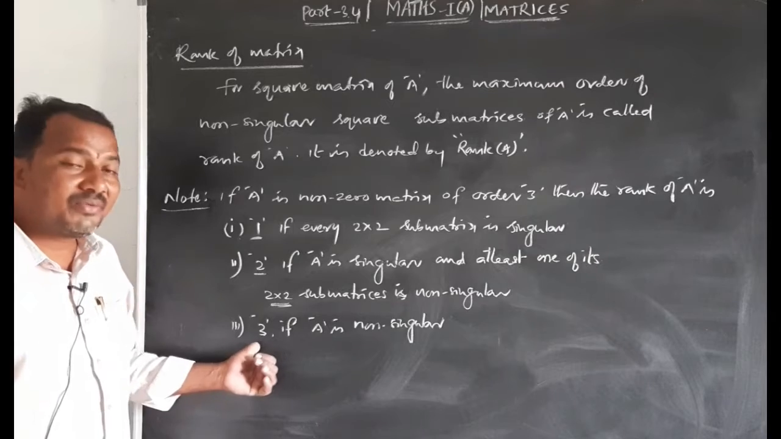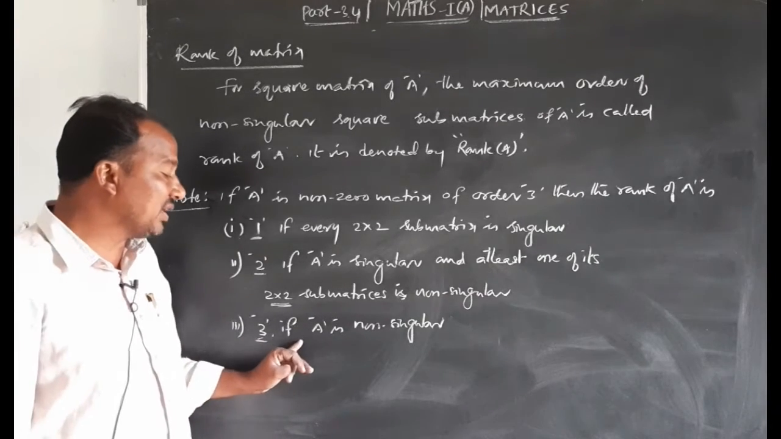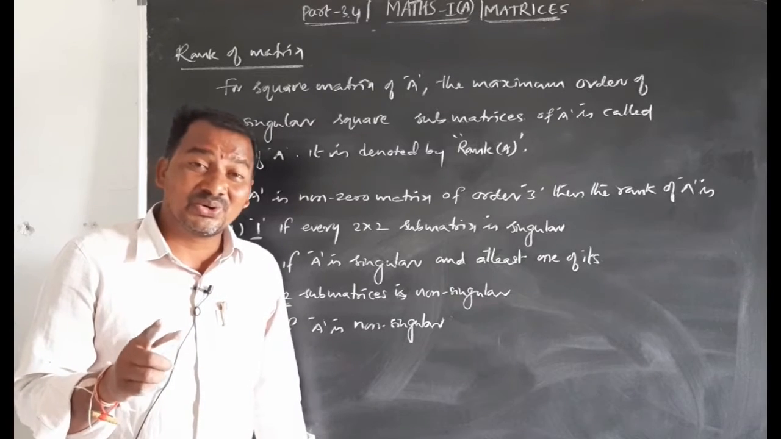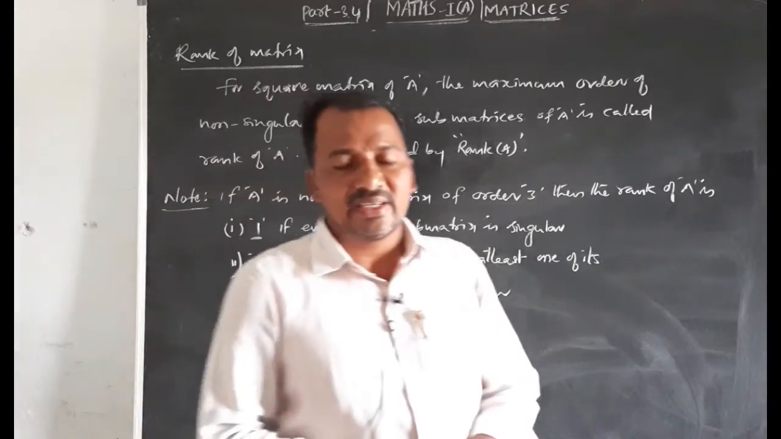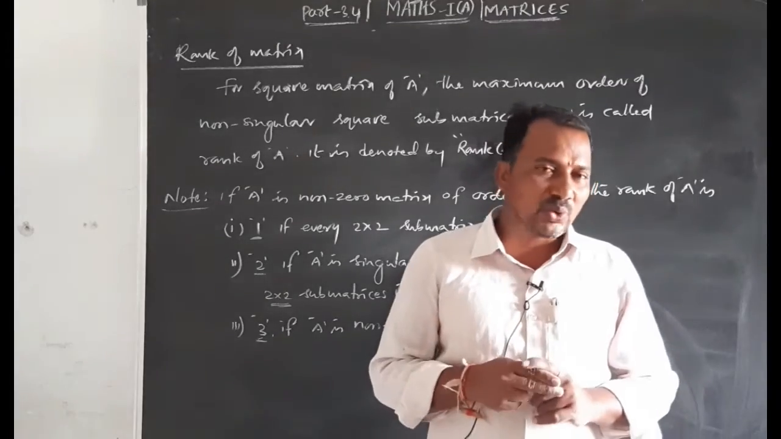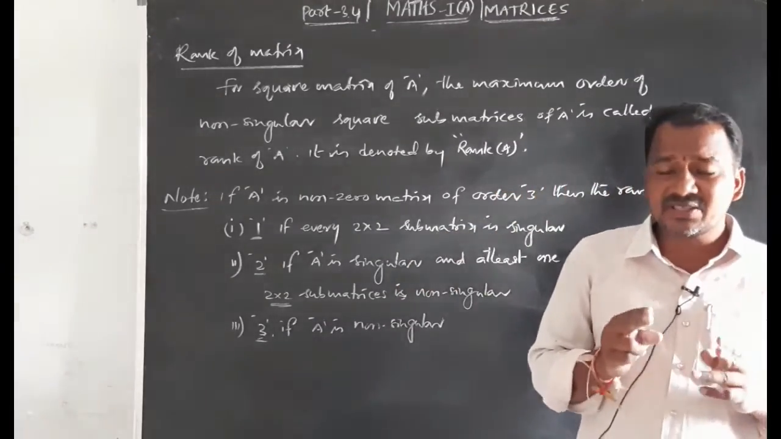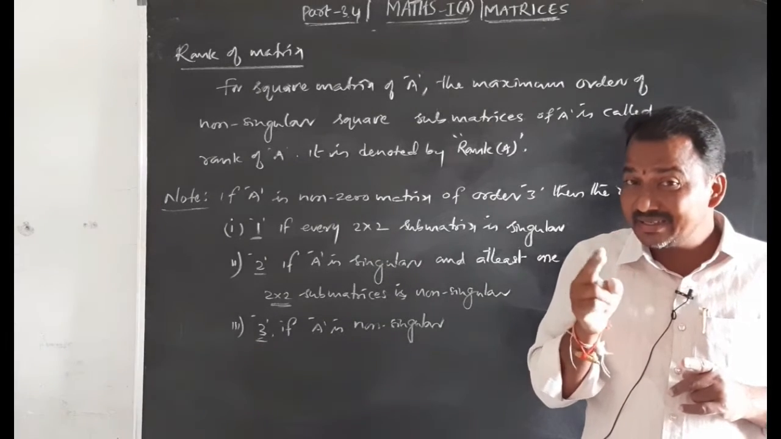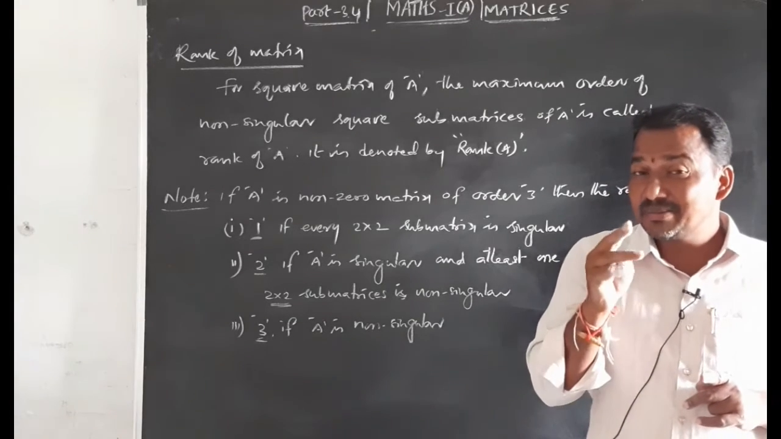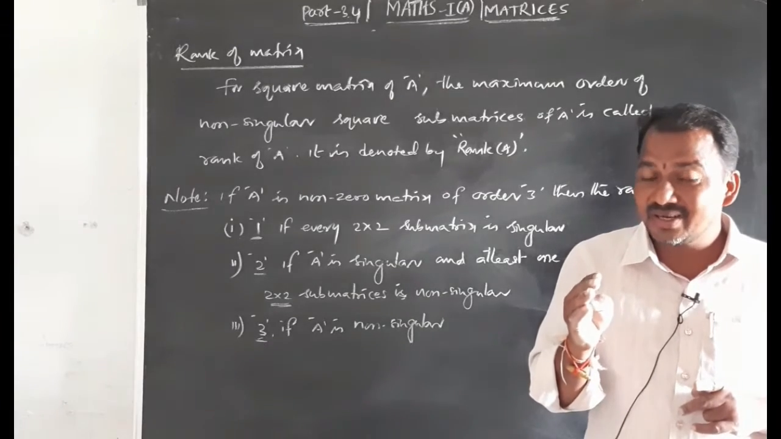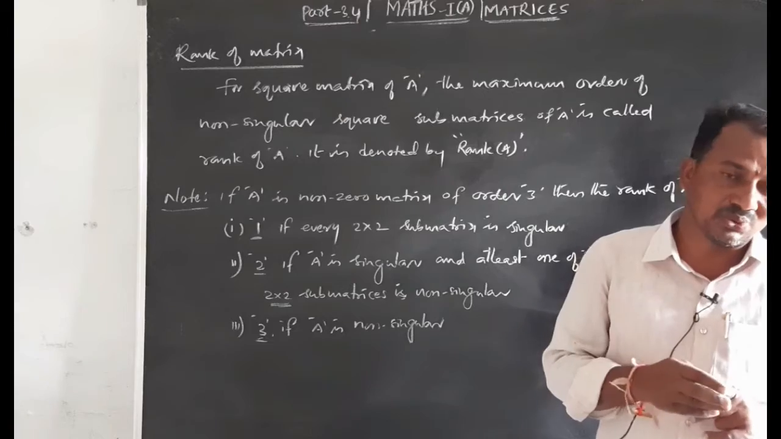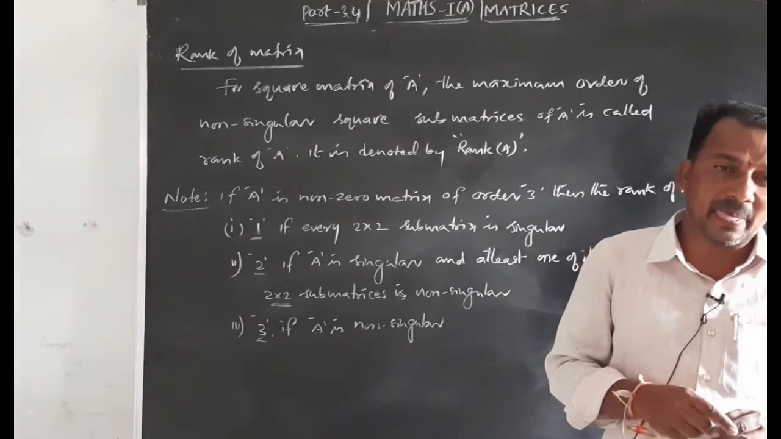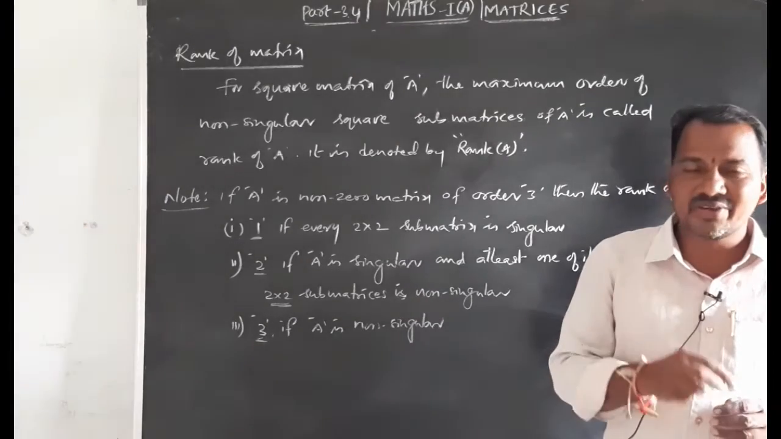Next, last, rank of A equals 3. If A is a non-singular 3 by 3 square matrix, its determinant is not equal to 0, then rank of A equals 3. Once again, listen carefully. If you take a 2 by 2 square matrix, first find the determinant of A. If the determinant is 0, rank of A equals 1. If the determinant is not equal to 0, that means non-singular, then rank of A equals 2. If you take a 3 by 3 matrix, first find the determinant of A; if it is not equal to 0, then rank of A equals 3.